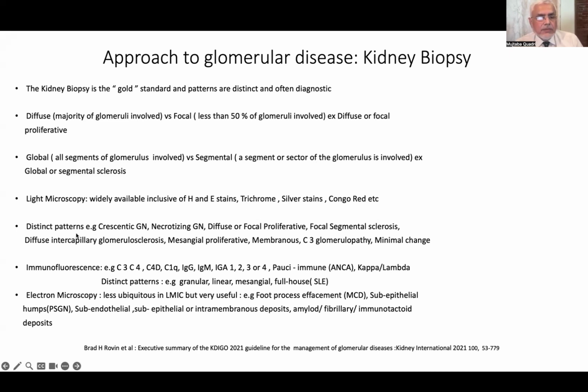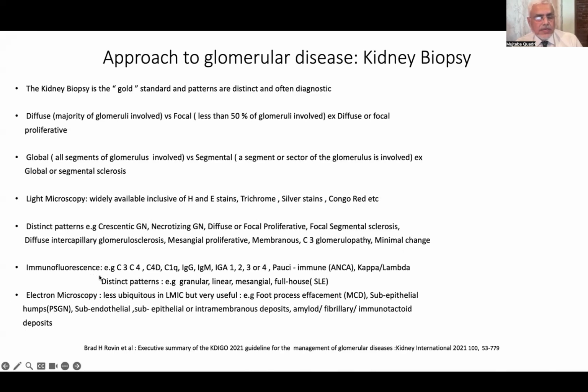But there are distinct patterns, as we know, in crescentic GN, necrotizing GN, diffuse or focal proliferative varieties, focal segmental sclerosis, diffuse intercapillary glomerulosclerosis in diabetes, mesangial proliferation in IgA or IgM nephropathy, membranous nephropathy, C3 glomerulopathy with the mesangiocapillary type changes, or minimal change, only detectable as normal on light microscopy and only proven on electron microscopy.